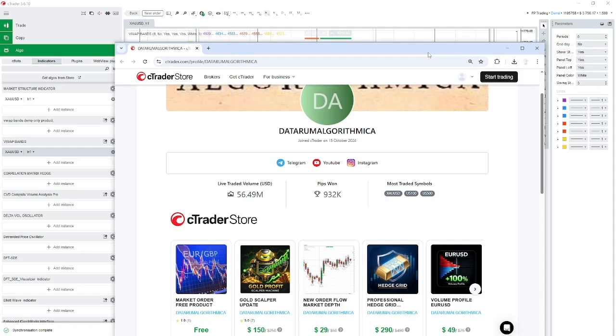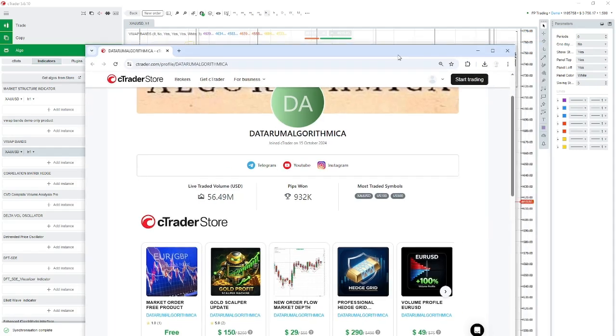Now I'm going to explain to you very quickly, for all 4 indicators, the functionality and for which style of trading these indicators are made for.